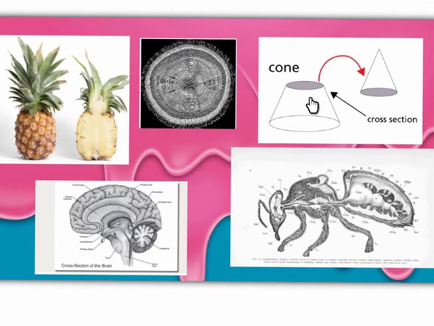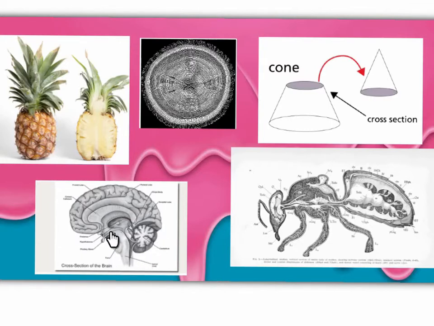So here is a cone, and the cross-section, if you can see, if you cut it, will be a circle. Here's a cross-section of a tree. You can actually count the rings to tell how old the tree is. So cross-sections are important for finding the age of a forest. You can take the cross-section of a pineapple, and if you cut off that top part, it looks oval shaped.